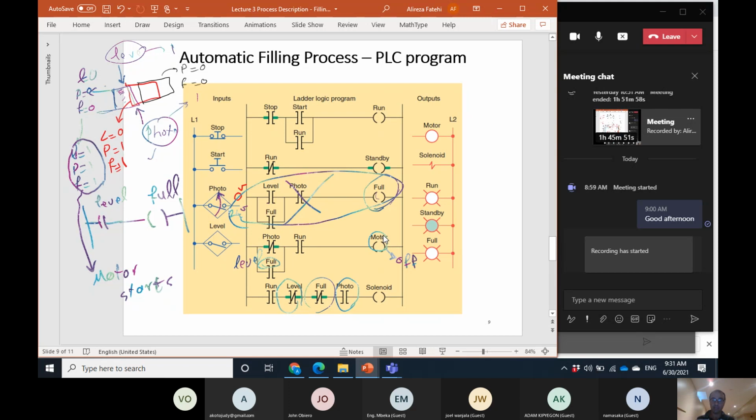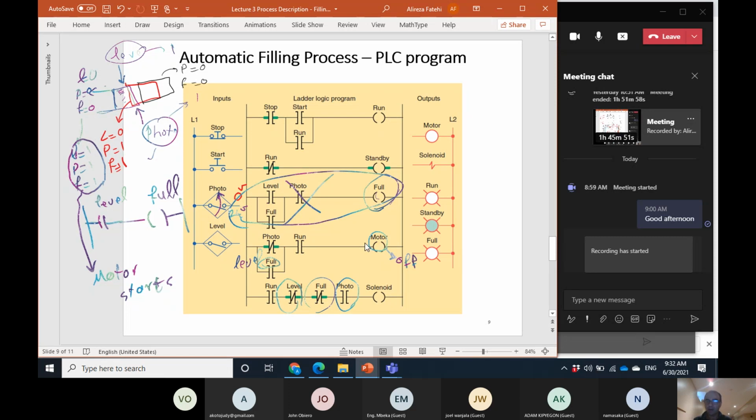But when we implement that, we notice that it doesn't work. The box comes to this point and then the conveyor stops. Why? Because the level sensor doesn't sense anything, so it is 0. But the photosensor is still sensing that. So this part is 0 and the motor stops.